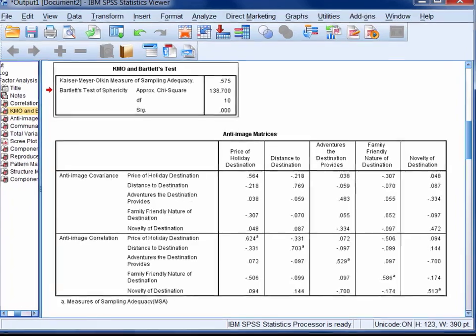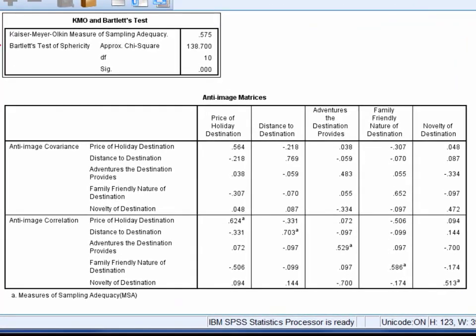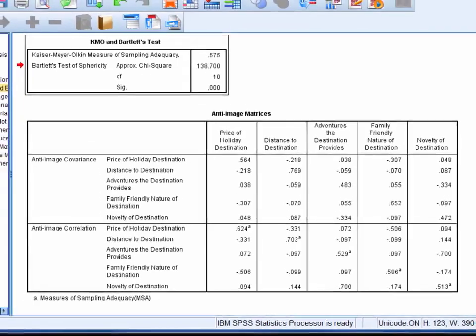The third table is called anti-image matrices. The only thing that you need to check in this table are the measures of sampling adequacy that run down the diagonal of the second part of the table. These figures indicate the degree to which each item is correlated with all of the others in the correlation matrix. Ideally, all of these individual measures of sampling adequacy should be above about 0.5 or 0.6. Any items with measures of sampling adequacy below this should be considered as potential candidates for removal from the scale. Here, they're all above the 0.5 threshold, although some are only just above.